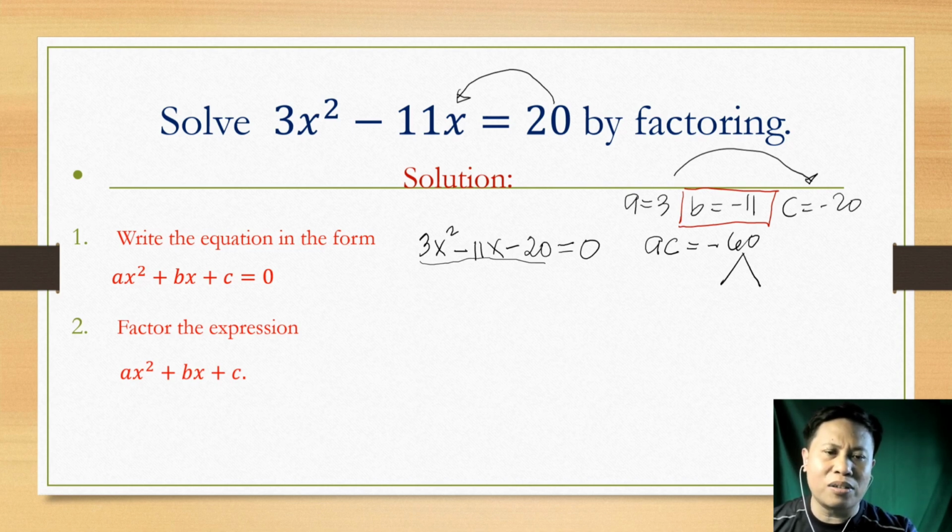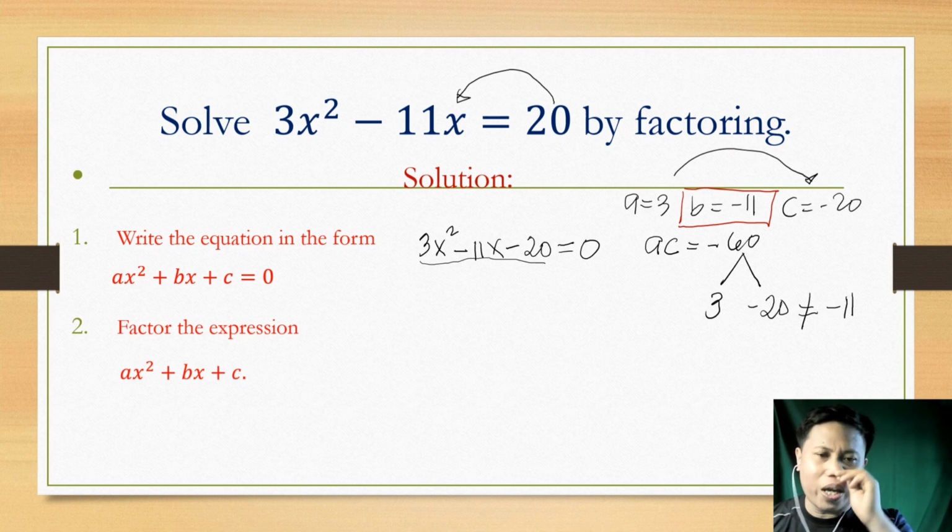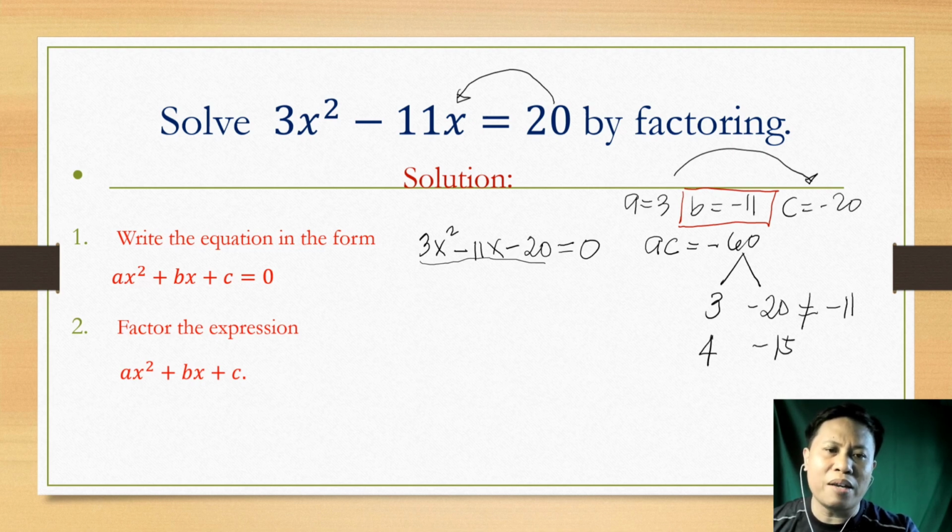So, we can start the factors of negative 60 as 3 times negative 20. So, the factors are 3 and negative 20. If you add, it is not equal to negative 11. So, therefore, 3 and negative 20 are not the two numbers that we are looking for. So, let us think of other factors of negative 60. So, we can have 4 times negative 15. So, 4 times negative 15 is negative 60. And if we add, that is equal to negative 11. So, therefore, these are the two numbers that we are looking for because their sum is equal to the value of b.